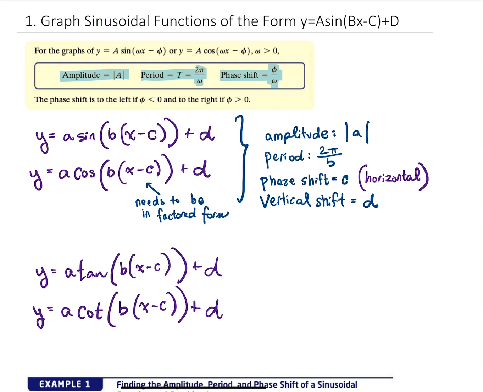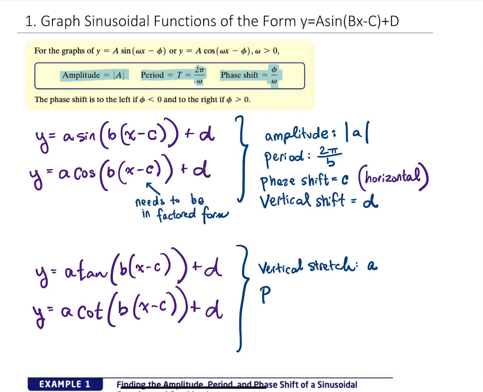We can come up with similar statements. Remember, the tangent we don't describe as having a period, so I would just call this vertical stretch. So that would be our a term.